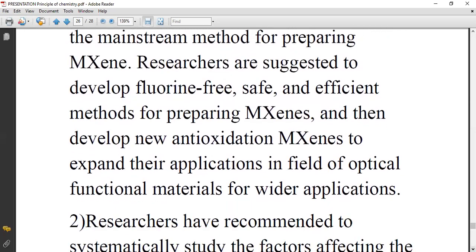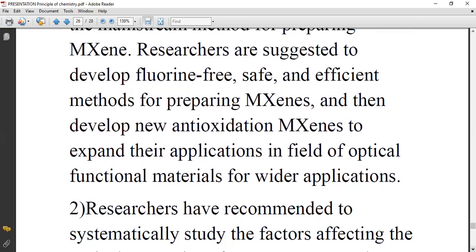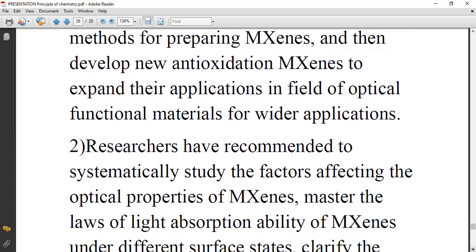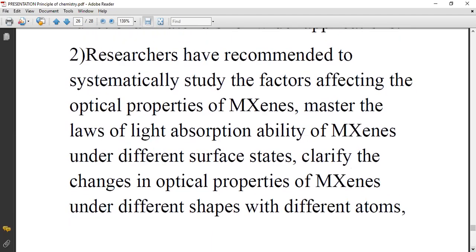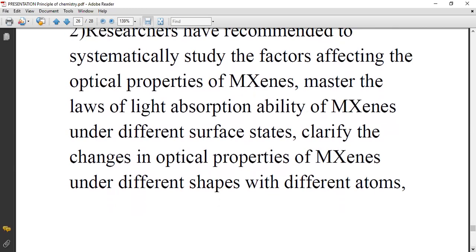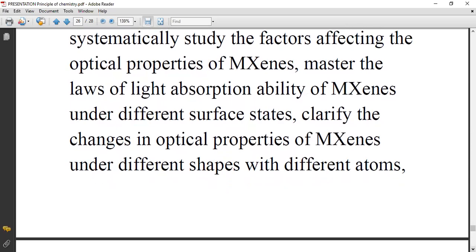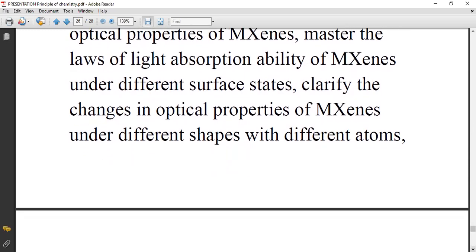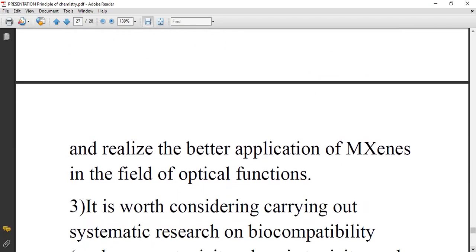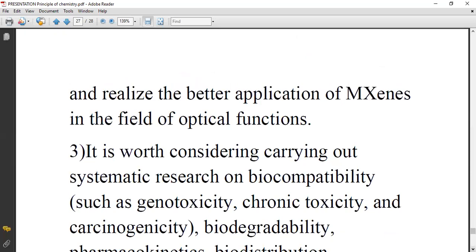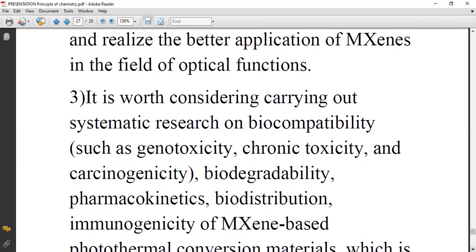Researchers are suggested to develop fluorine-free, safe, and efficient methods for preparing MXene and then develop new anti-oxidation MXene to expand their application in the field of optical functional material. Researchers are recommended to systematically study the factors affecting the optical properties of MXene, master the laws of light absorption ability of MXene under different surface states, clarify the changes in optical properties of MXene under different shapes with different atoms, and realize the better application of MXene in the field of optical function.